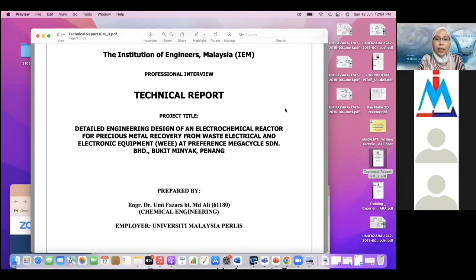Okay, this one is at preference megacycle di Bukit Minyak Penang. Kalau if you ever heard, you boleh Google lah. So they are working on sometimes recycle of the waste within the electrical and electronic industry.